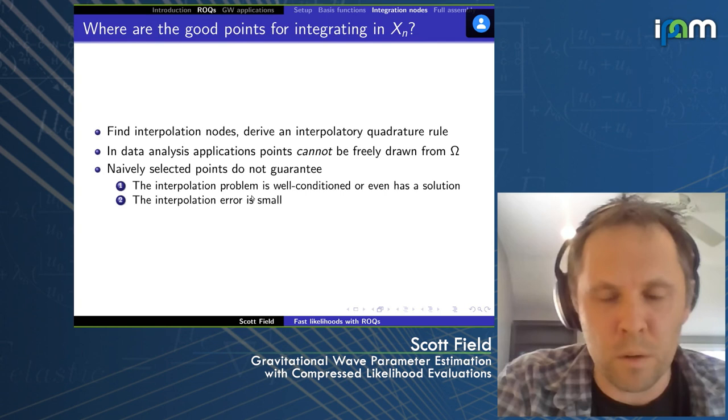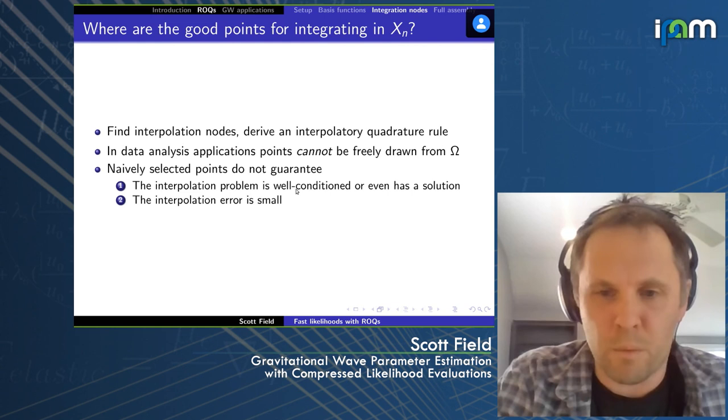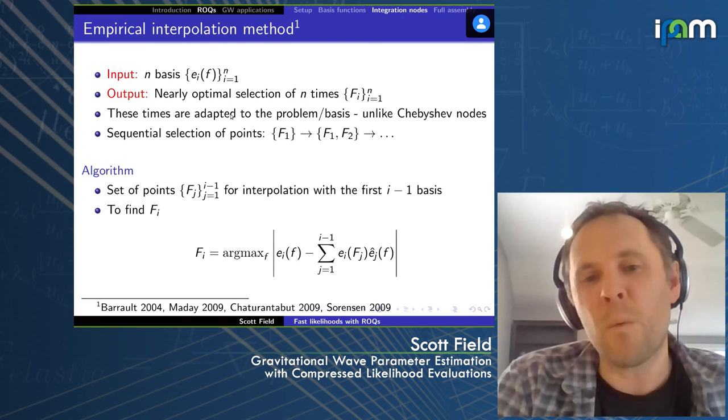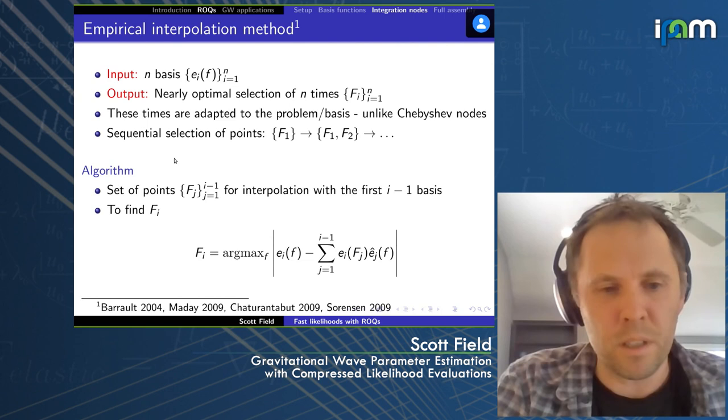That will lead to a poorly conditioned problem, which is to say the errors will be extremely large when you go about trying to compute these likelihoods using reduced order quadratures. So picking these points, there's many ways of doing it, but one really good method is called the empirical interpolation method. This was proposed as early as 2004 and was extended. We're basically using the 2009 version.